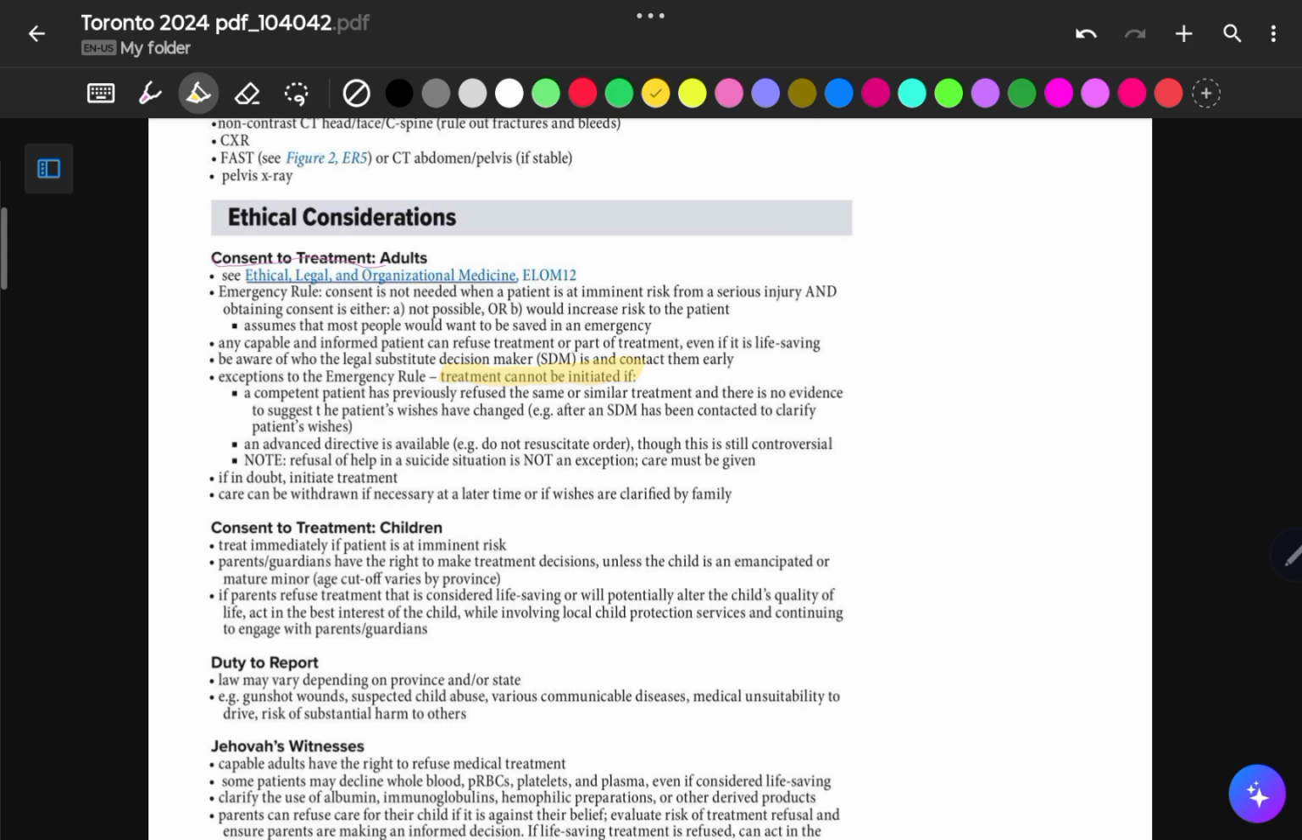Or maybe if they have an advance directive available, or for example a do not resuscitate order, though this is still controversial. Okay, if they do have a do not resuscitate order and you know this is recent, then the emergency rule does not apply. So note, refusal of help in a suicide situation is not an exception.